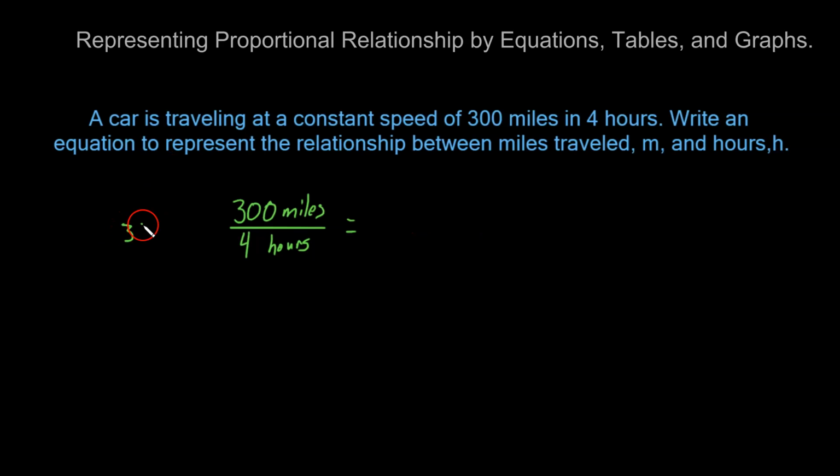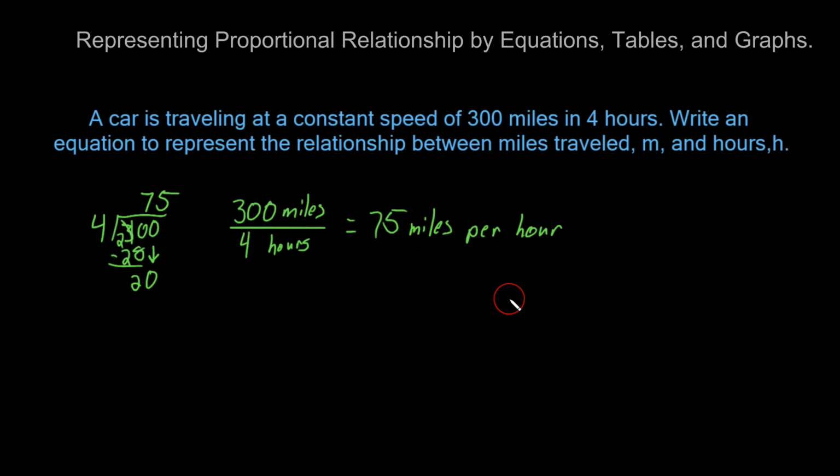I need a little bit of long division off to the side over here. 300 divided by 4. 4 doesn't go into 3, but it does go into 30 7 times. 7 times 4 gives you 28. Borrow there, bring down the 2, bring down the 0, and 4 goes into 20 5 times. So our unit rate is 75 miles per hour. Every hour they drive 75 miles.